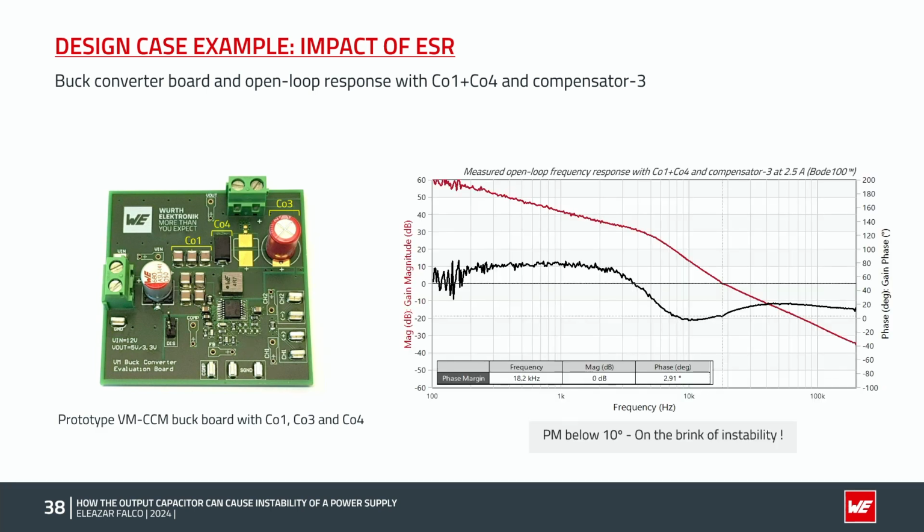And this is the measured open loop response after replacing CO3 by the H-chip polymer capacitor CO4 at 2.5 amp of load current. We see how the crossover frequency has dropped to around 18 kHz, and although the reading shows a phase margin of nearly 3 degrees, we can see there is a small dip in the phase curve here. So the real phase margin will be somewhere between 5 and 8 or 10 degrees.